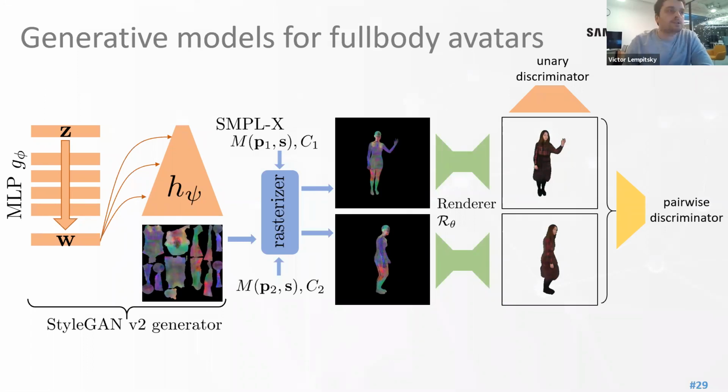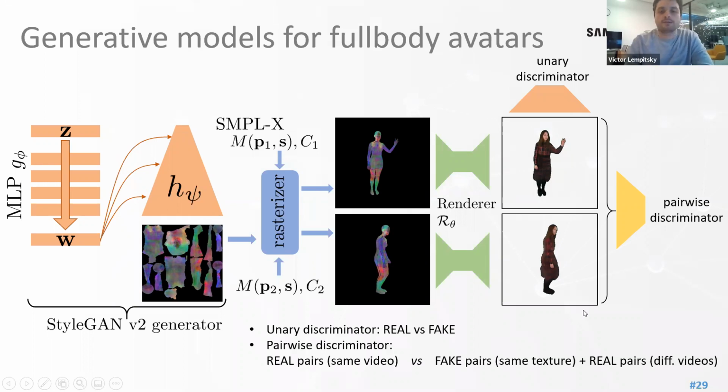So we need to train again on videos, on a data set of videos from which we sample pairs of frames. Our unary discriminator discriminates images, and our pair discriminator tells between real pairs sampled from the same video and fake pairs generated by taking the same texture and superimposing it on the same body in two different poses. Okay. And again, we want to focus our pairwise discriminator not on the realism, but on the consistency.